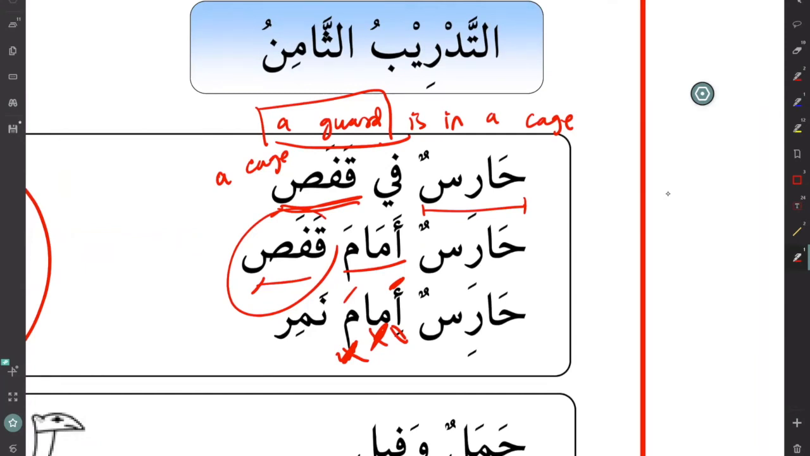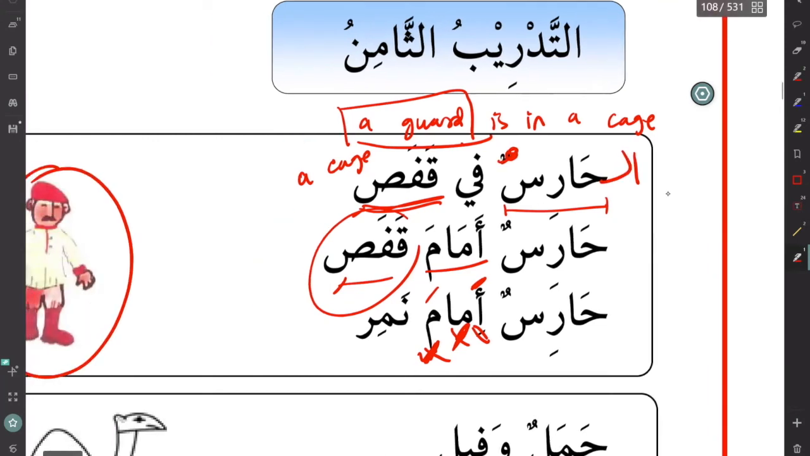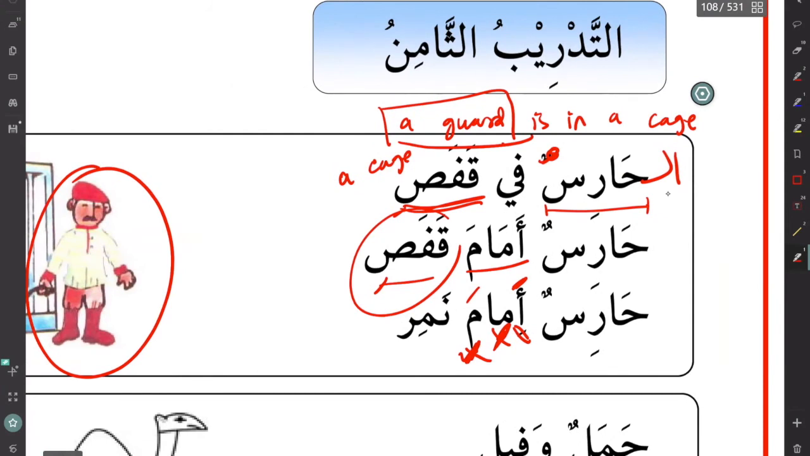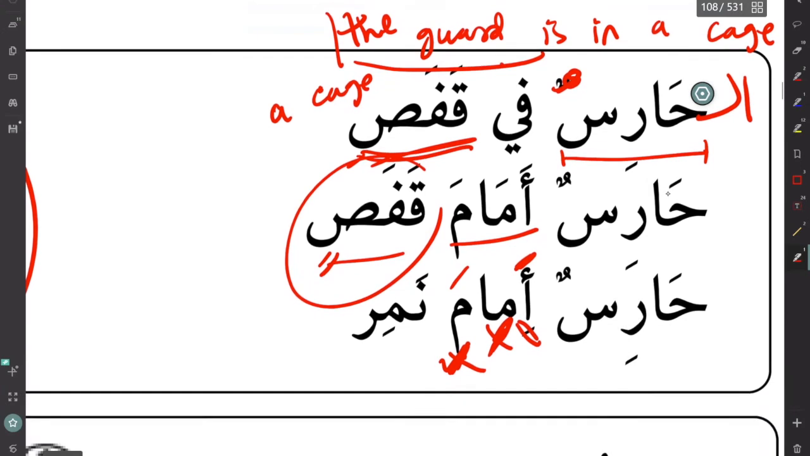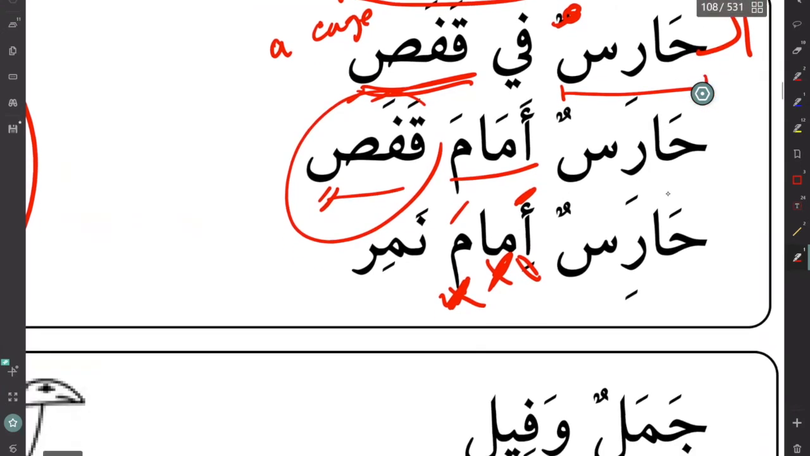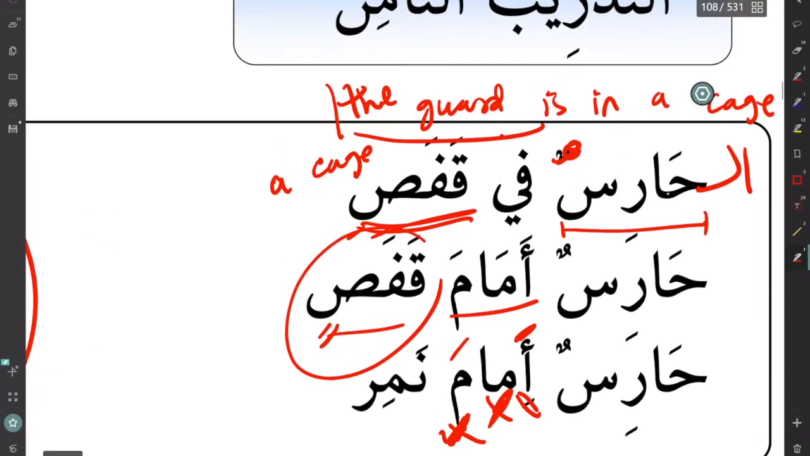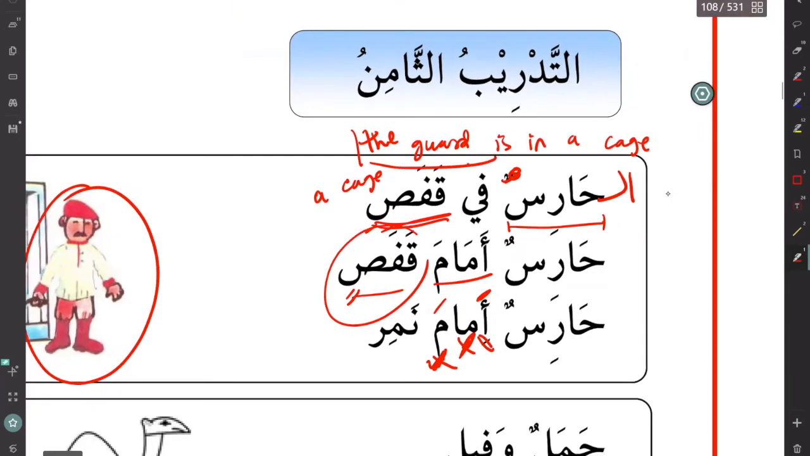So here, if we had said al harisu, then no problem. Then we're fine. Then we can say the guard. Now I don't have any problem. Al harisu fi qafas. Sorry, by the way, all of them should be tanween here. Fi qafasin. Okay. Harisun amama qafasin. Okay, because these are indefinite nouns. You understand?